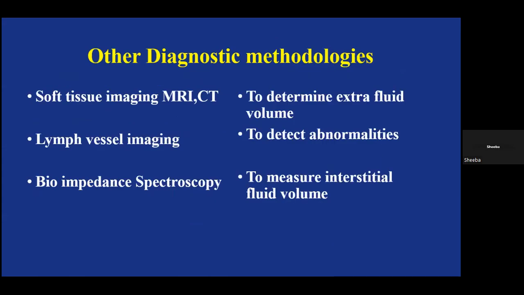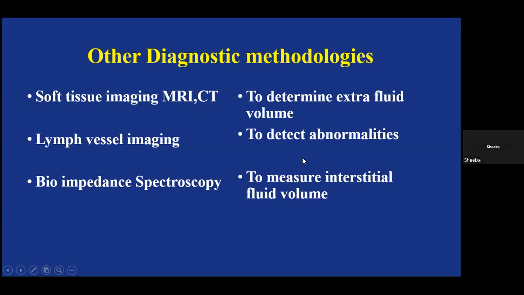So these are the other diagnostic methodologies. You just see these things: soft tissue imaging, lymph vessel imaging, and bioimpedance spectroscopy. If you do all of these, you will be able to determine the extra fluid volume. You can detect the abnormalities, and also you can measure the interstitial fluid volume.